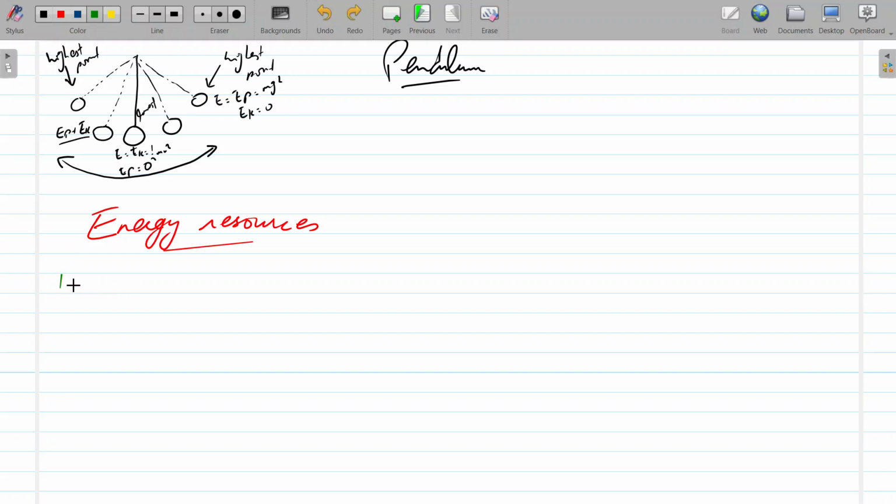Then the first thing they talk about is non-renewable energy. So an energy resource is obviously something that we can use to get energy from. A non-renewable energy source is the main energy source that we're using. But the problem with it is once used, it cannot be replaced. So it's used and it's done.